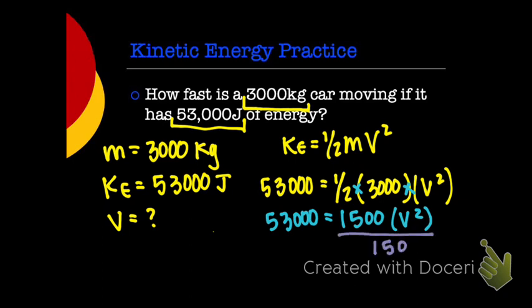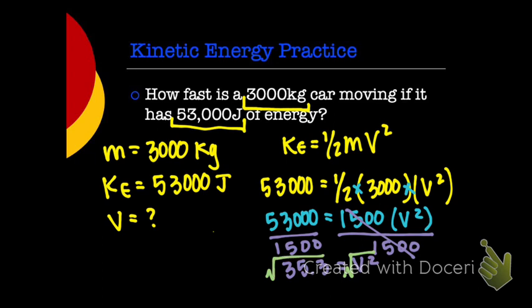Good. Divide by 1,500 on each side, right? That cancels it over here. That gives me about 35.3 equals v squared. So am I done right there? No, what has to be my last step then? I need to take the square root.